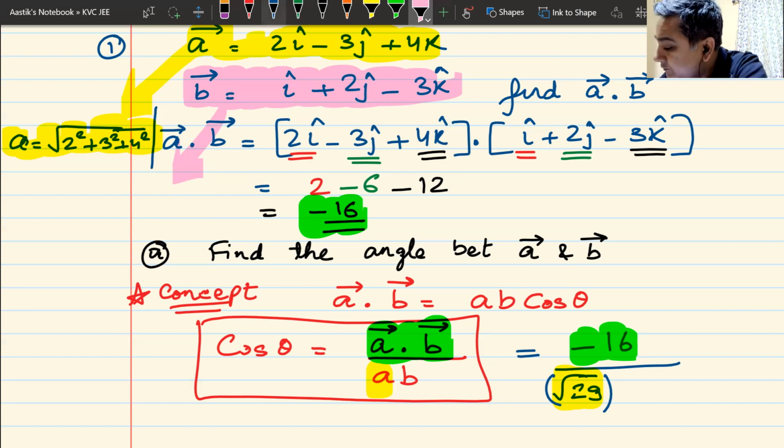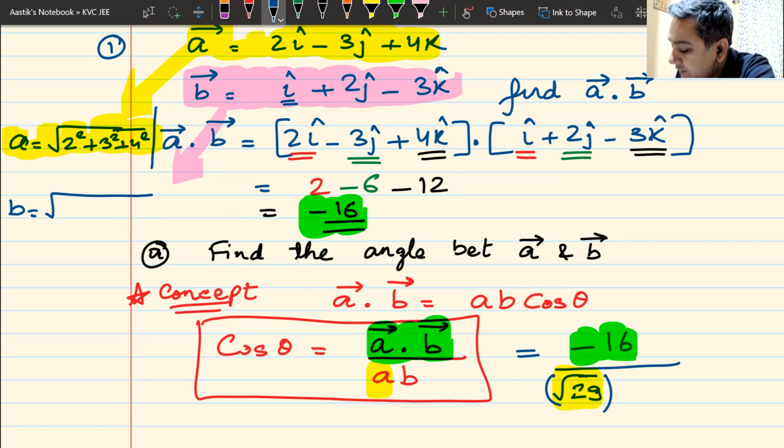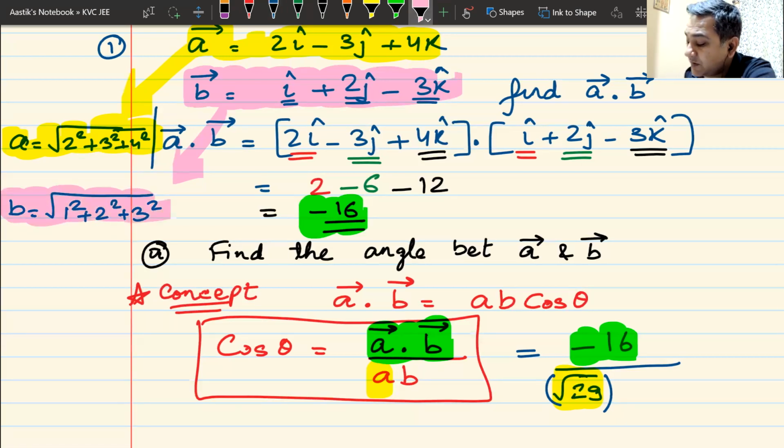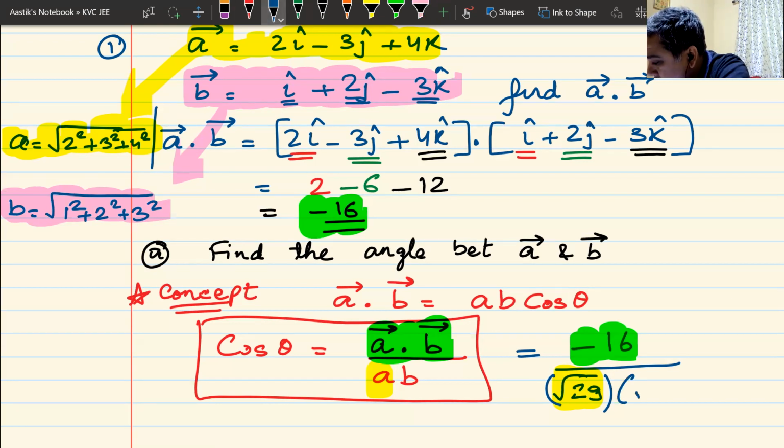What is the magnitude of vector B? To find the magnitude of vector B, you have to take the root of 1 square, plus 2 square, plus minus 3 square. Minus 3 square is plus 9, doesn't make any difference. 1 square is 1, 2 square is 4, 1 plus 4 is 5, and 5 plus 9 is 14. So it will be equal to root over 14.